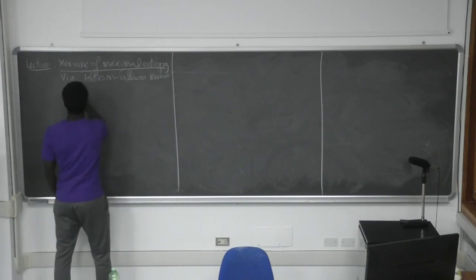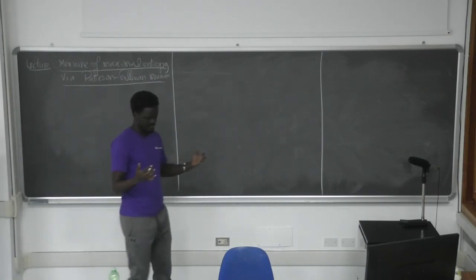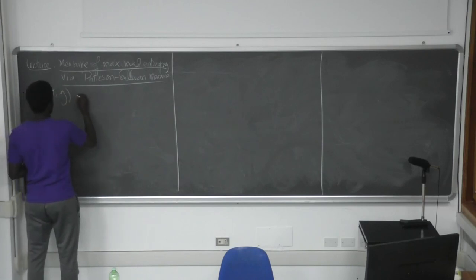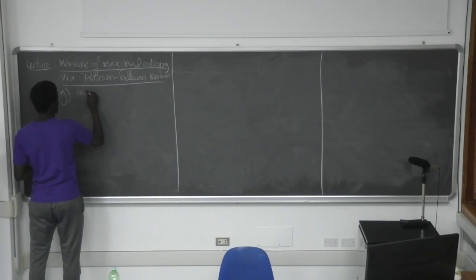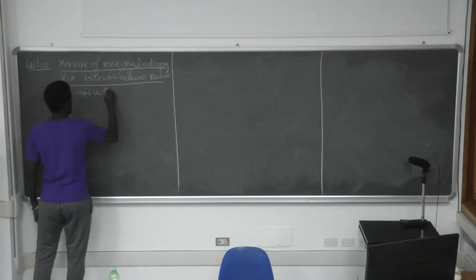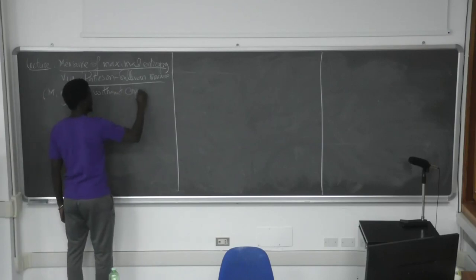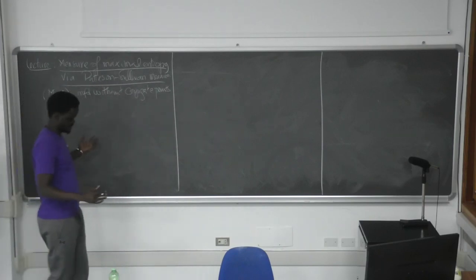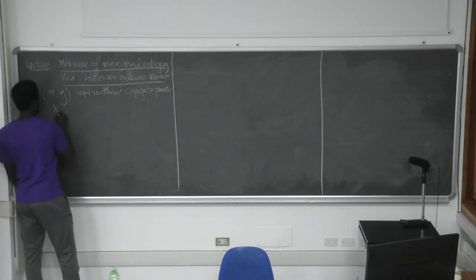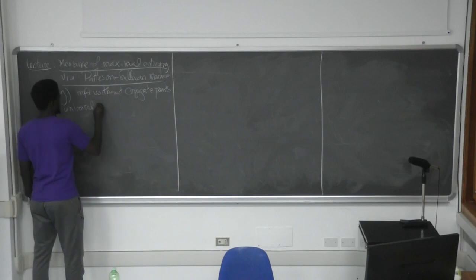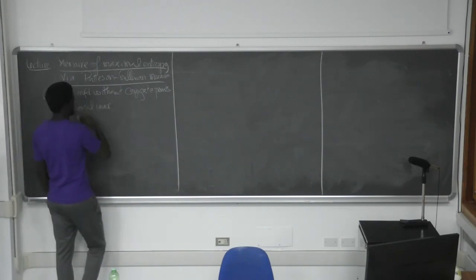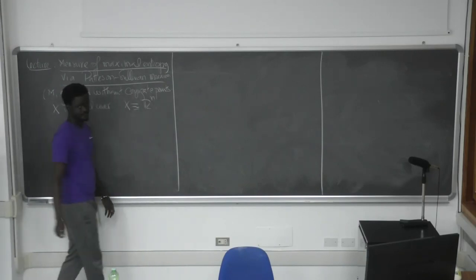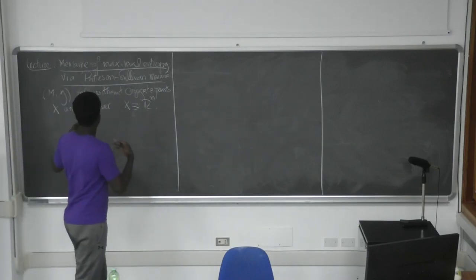So let me just say what this is about. We suppose that we have (M, g), our manifold without conjugate points. We proved in the first lecture that the universal cover X is a copy of R^n, if M is of dimension n. And we want to talk about the measure of maximal entropy.